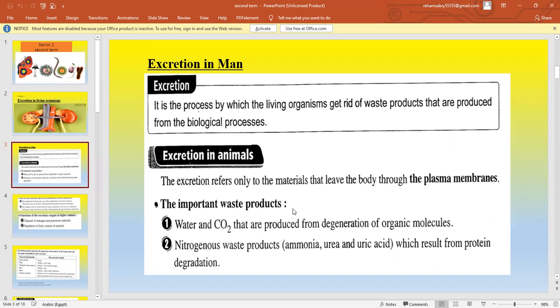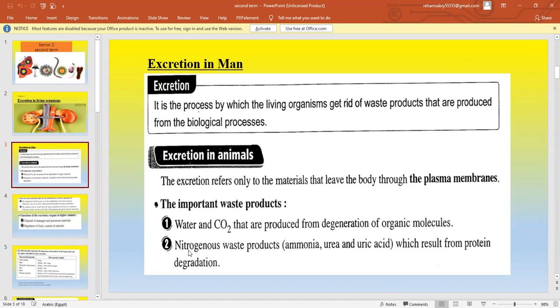The important waste products present in our body, in all animals and human beings, are water and carbon dioxide, which are produced from the degradation of organic molecules. If water and carbon dioxide accumulate inside our bodies, they are very dangerous. So I must get rid of any excess water and carbon dioxide that are produced mainly from the degradation of organic molecules.